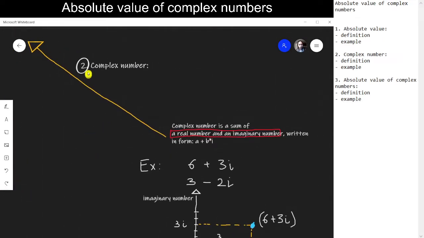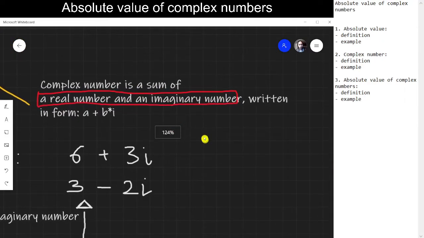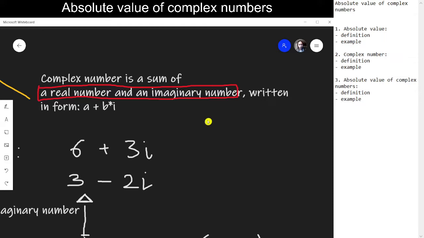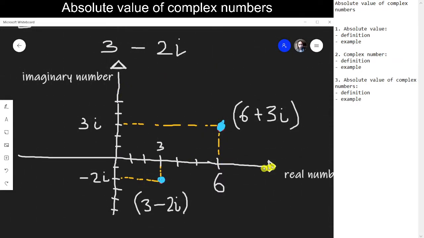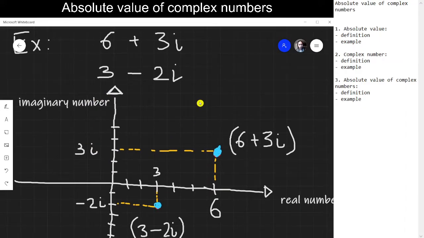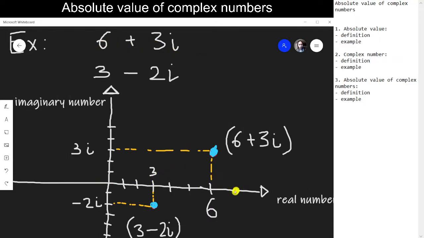Alright, so the second one is the complex number. By definition, a complex number is a sum of a real number and an imaginary number written in the form a plus bi. So for example, we have 6 plus 3i. We have the x-axis as the real number and the y-axis as the imaginary number. So 6 plus 3i: 6 on the real number and 3i up, because it's positive, on the y-axis, the imaginary number. So we have 6 plus 3i.